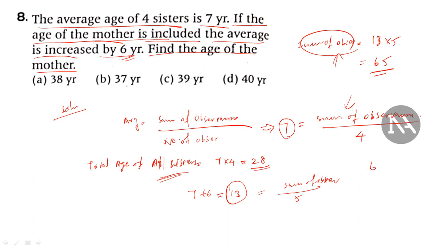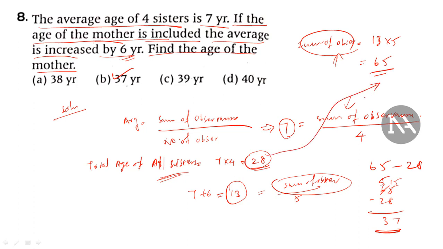That is 65 minus 28. So 65 minus 28, it is 5. Then it is 15, so 15 minus 8 is 7. Then 5 minus 2 is 3. So 37 is the age of mother. Here, because the mother's age is also included in the new sum, because of that reason only the total has increased from 28 to 65. So if you find the difference between 65 and 28, that will give you the age of mother.